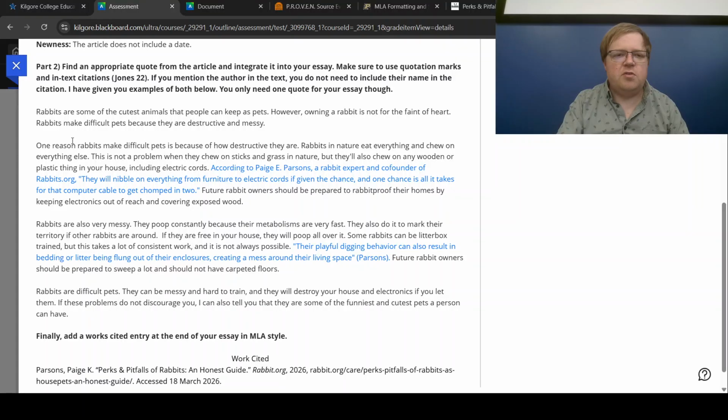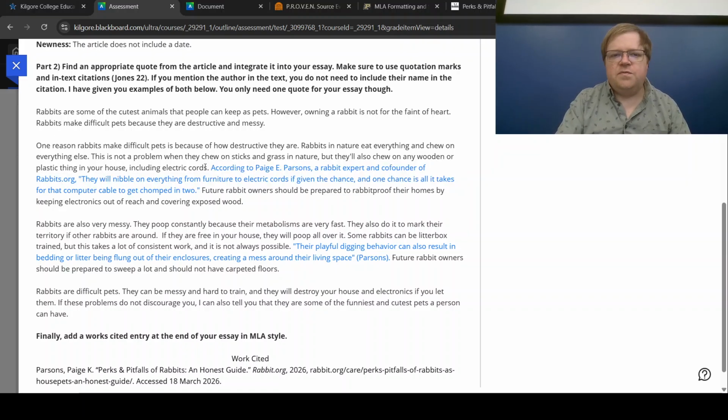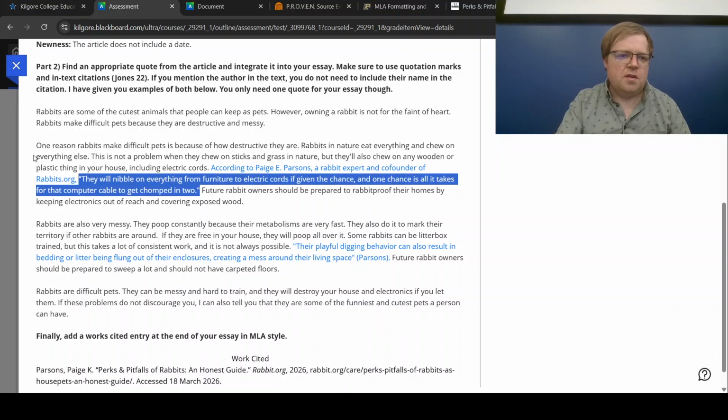And then if we go down here, we can see how I did it. And I've color-coded this in blue so that you can see it. This first one uses a signal phrase where I say, according to Paige E. Parsons, a rabbit expert and co-founder of rabbits.org. And then I have the quote that she gave.